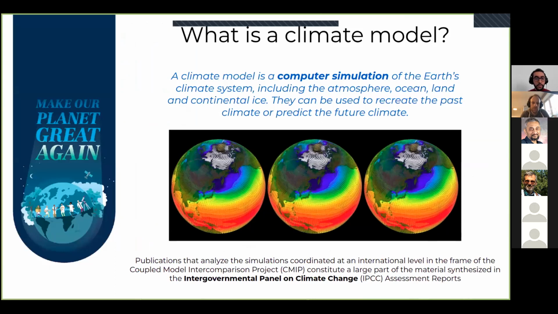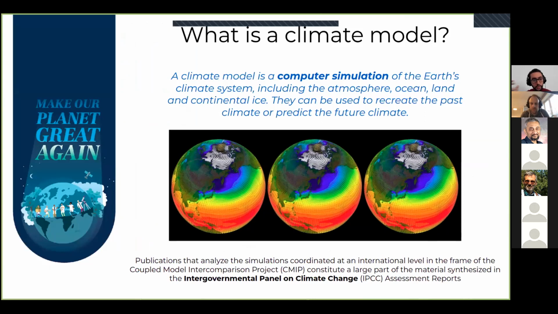You are probably asking, because many of you are probably not climate model experts, I'll try to use simple words and explain what a climate model is. So a climate model is actually a computer simulation. That's how you can see it. It's a computer simulation of the Earth's climate system.